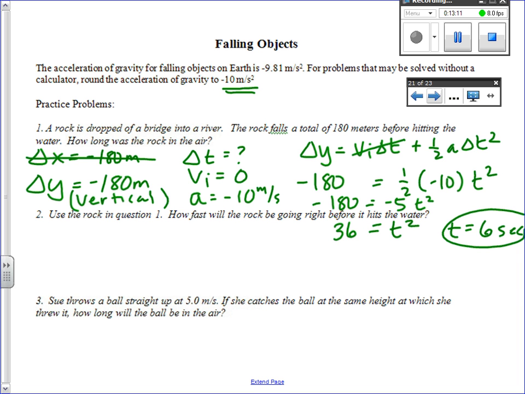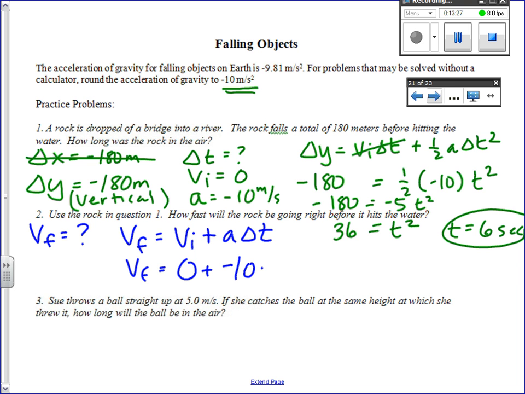How fast will the rock be going right before it hits the water? Here we want VF. Now there are several different formulas you can use, but the one that comes to my mind first is this one. And all I have to do here is take the acceleration of gravity, which is negative 10, times the time in the air, which is 6, and I get the final velocity of the rock is negative 60 meters per second.